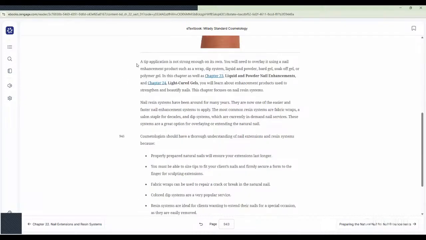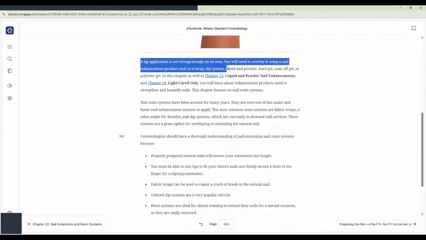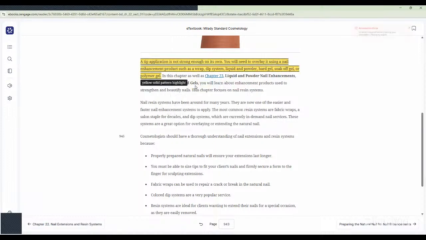It says a tip application is not strong enough on its own. You'll need to overlay it using a single enhancement, such as a wrap, dip, liquid and powder system, hard gel, soft gel, or polymer gel. All of these are used today and are very popular. I've pretty much used all of them. I'm not fond of the dip system. I just don't like my finger being dipped in something everybody else is being dipped in. It just didn't give me that opaque look I was looking for.